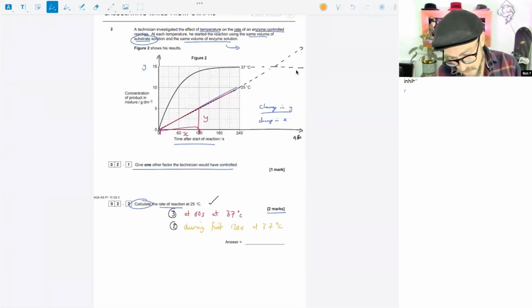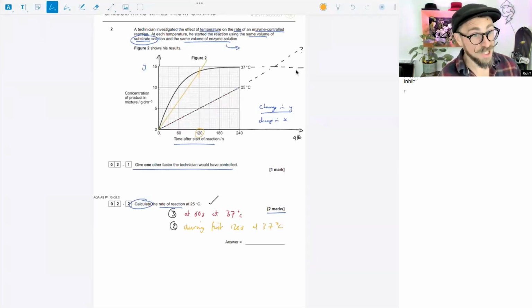Okay, so now what's the difference here? The difference is that we don't have a straight line. It's not a straight line.